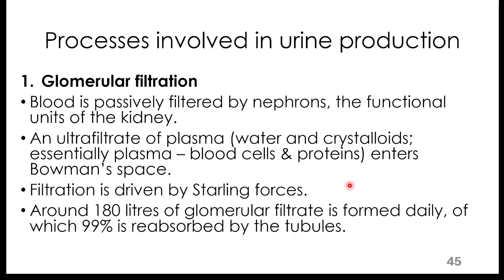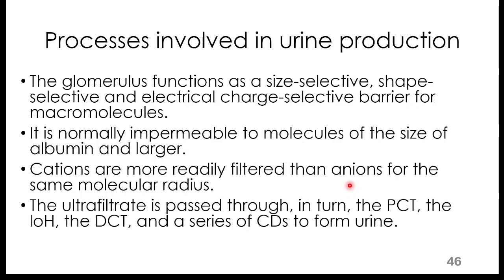All right. So let's talk briefly about processes involved in urine formation. Right. The first, of course, is glomerular filtration, which we have talked about briefly. All right. So basically, urine is an ultrafiltrate of plasma. All right. Filtration is driven by Starling forces. We'll talk about Starling forces soon. And about 180 liters of glomerular filtrate is formed daily, but almost all of this, about 99%, is reabsorbed by the tubules. Okay, the glomerulus functions as a size selective, shape selective, and electrical charge selective barrier for macromolecules.